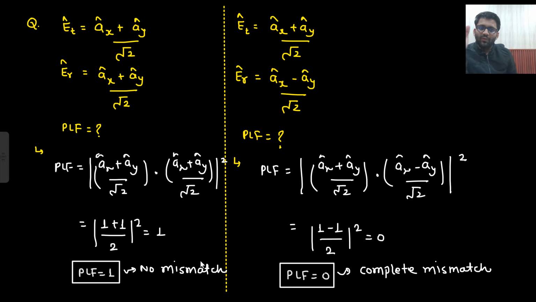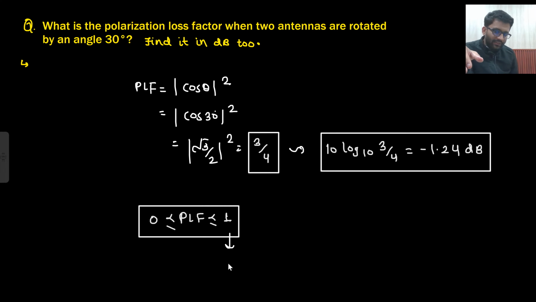The polarization of the transmitted wave and the received wave, both are the same. Here both are at the angle of 90 degree. You can calculate the angle between them. The angle is 90 degree. So polarization loss factor is 0 and here it is 1. So you want your polarization loss factor to be 1. So this is the condition of best case.